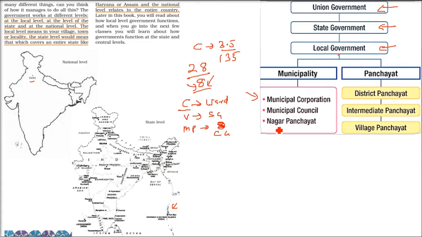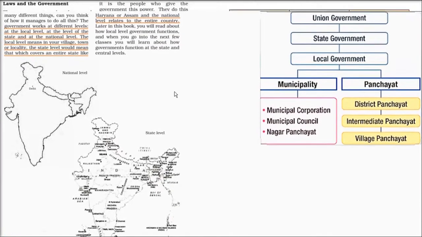So municipality, if you go to Mumbai, it's a very, very big city. So it has municipal corporation. If it is a small city, it's Nagar Panchayat. Coming to Panchayat, small villages or one village has a village Panchayat. Every village has a village Panchayat. Then you combine a few villages and it will make the intermediate Panchayat. And then all these intermediate Panchayats, the representatives will form a district Panchayat. So this is how the differences are.